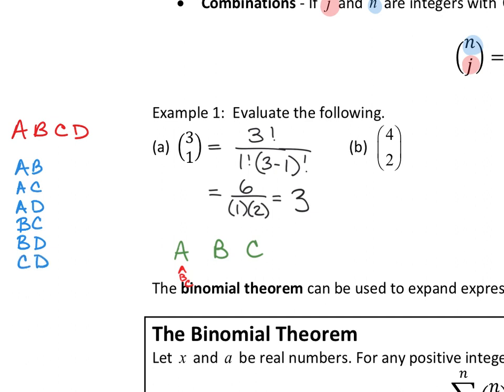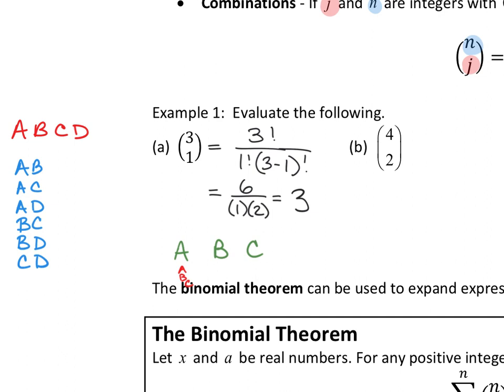C and D. Now, this is not a permutation. Permutations are the ones where order matters, where you could do A and B and B and A. We're just picking 2 things. I pick these things, they're the 2 things I picked, and the order that I picked them does not matter. This is just combining them in a certain way. When the order matters, that's called a permutation. This is just a combination.